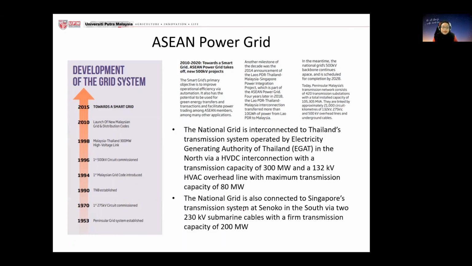And not only with Thailand, we also have a connection with Singapore's transmission system at Senoko in the south via two 230 kilovolt submarine cables with a firm transmission capacity of 200 megawatts. So it's something where, not only in the country, but we can actually coordinate within ASEAN to share and coordinate our power system.